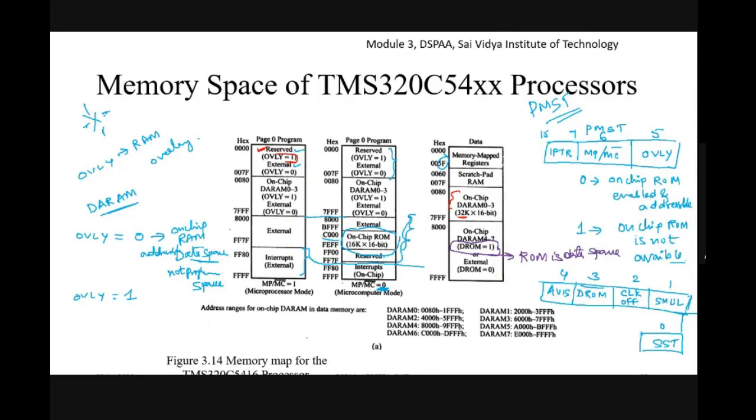If this particular bit is 0, ROM is not in data space. So with respect to the DROM bit, if it is equal to 1, ROM is in the data space. If it is equal to 0, it is not in the data space. That they have actually addressed with DARAM. But it also relates to ROM, read-only memory, dual access read-only memory also.